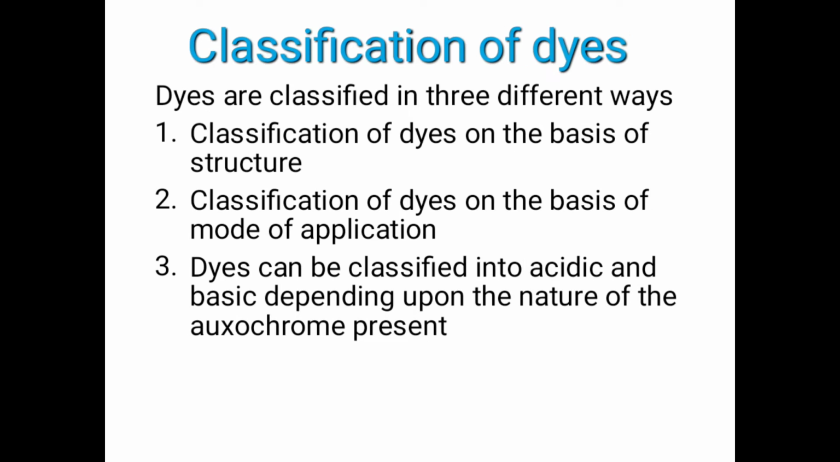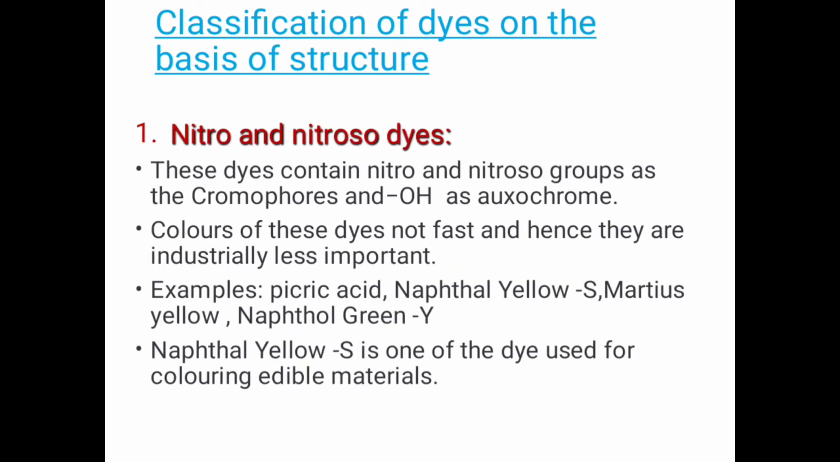Classification of dyes. Dyes are classified in three different ways: classification of dyes on the basis of structure, then on the basis of mode of application, and dyes can be classified into acidic and basic depending upon the nature of oxochromes present. First is classification of dyes on the basis of structure.